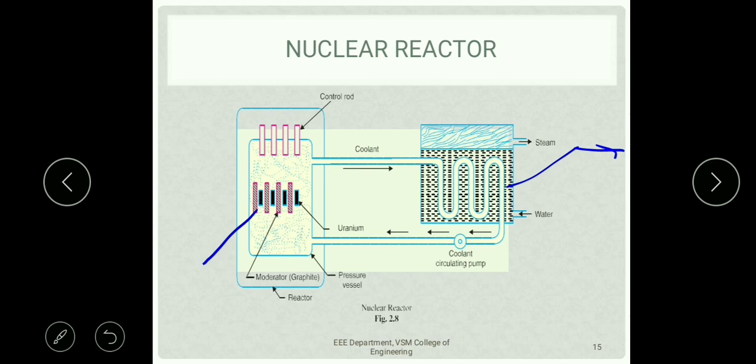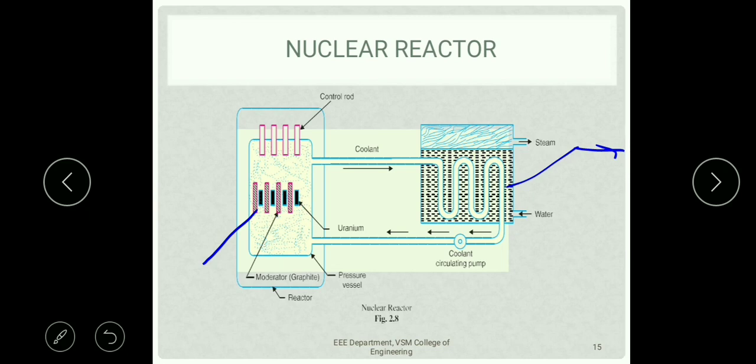As I have already explained in the layout of the nuclear power station, the steam rotates the blades of the turbine. Then the turbine gives mechanical energy. This mechanical energy is converted into electrical energy by means of an alternator. All this was explained in the last video on the nuclear power station layout.